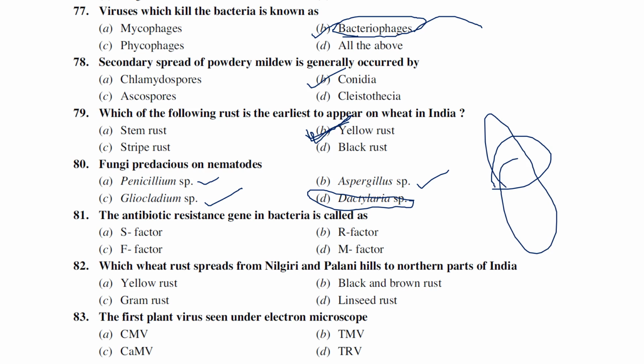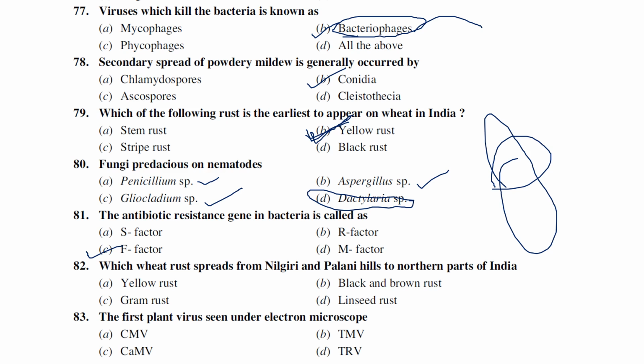The next one is antibiotic resistance gene in bacteria is called as S factor, R factor, F factor, M factor. This antibiotic resistance gene in bacteria is generally known as R factor.